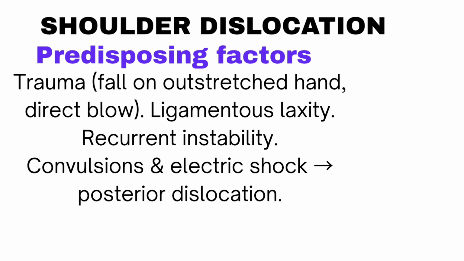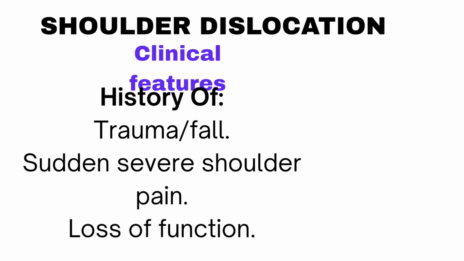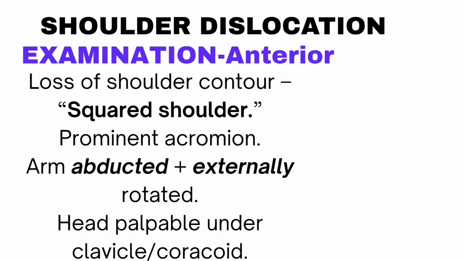Clinical features. Patient presents with a history of trauma or a fall, sudden severe shoulder pain, and loss of function. On examination, the following will be seen. In anterior dislocation, loss of the rounded contour of the shoulder, giving the squared shoulder look. Note that this is the hallmark feature.